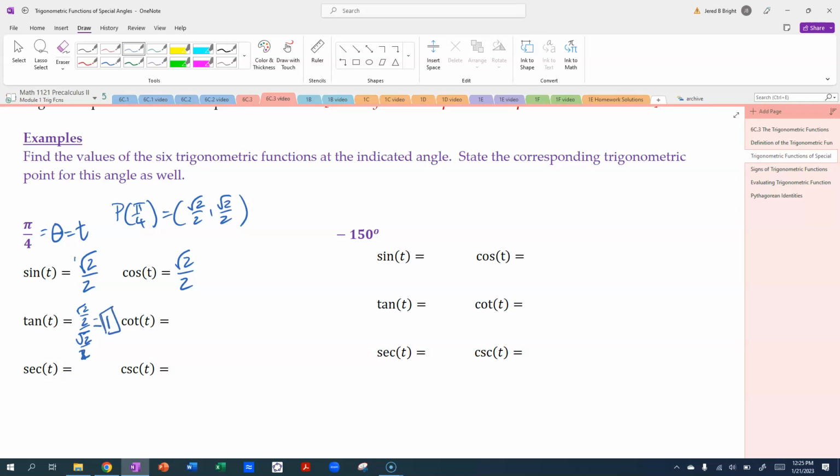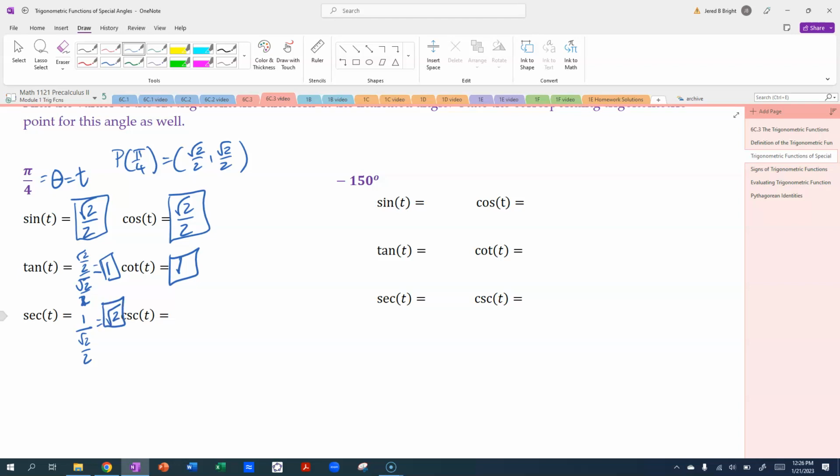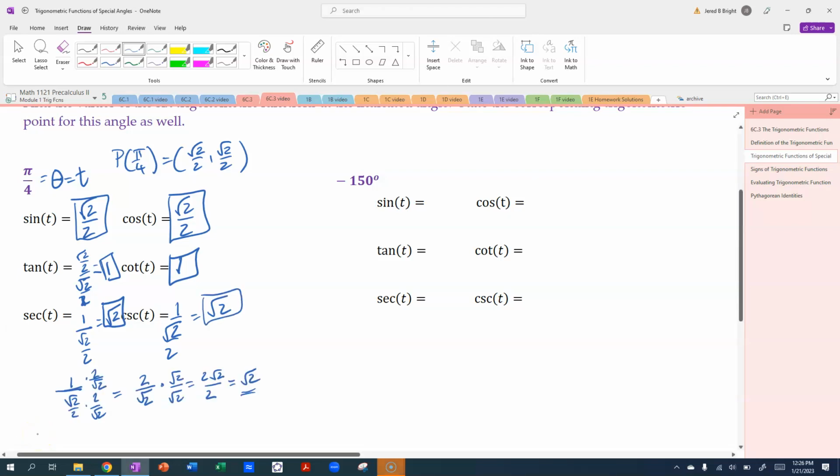Okay, so I'll box my answers. Cotangent, the reciprocal of tangent, is just 1. Now secant and cosecant are going to be 1 over x and 1 over y respectively. So secant is 1 over square root of 2 over 2. If you go through the arithmetic to simplify this, you'd just get square root of 2. Similar thing happens here: 1 over square root of 2 over 2 is just square root of 2. I'll show that math quickly below. So there you go. Make sure you can do that on your own too.